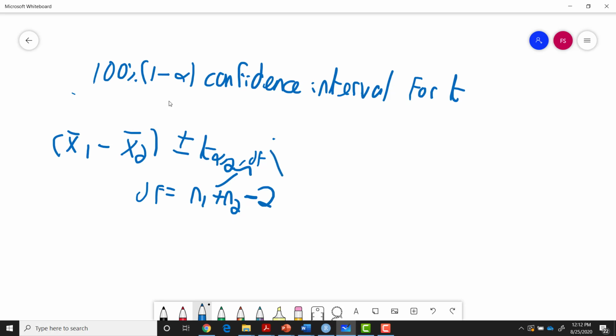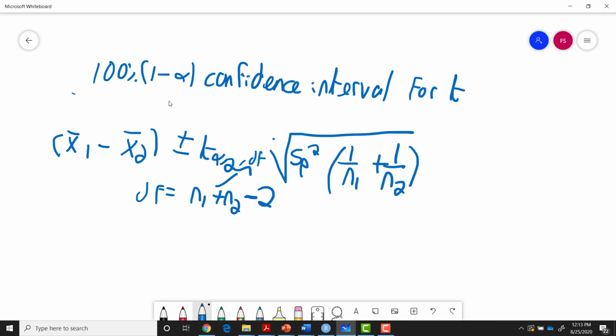So t alpha over 2, square root. Then we have this measure, and it's similar to what's happened with the z. We have this pooled standard deviation, which, again, we divide by n, but in a slightly different way. And this is just kind of a weighted sum of the standard deviations for the original samples.